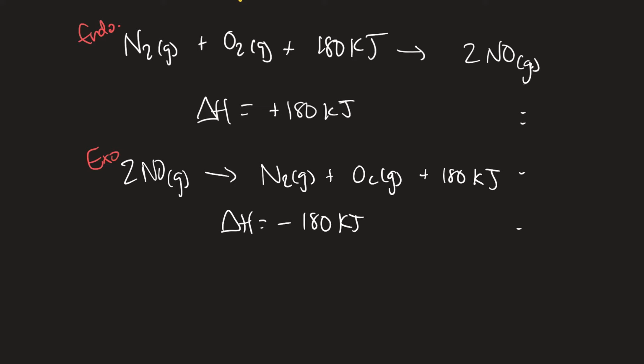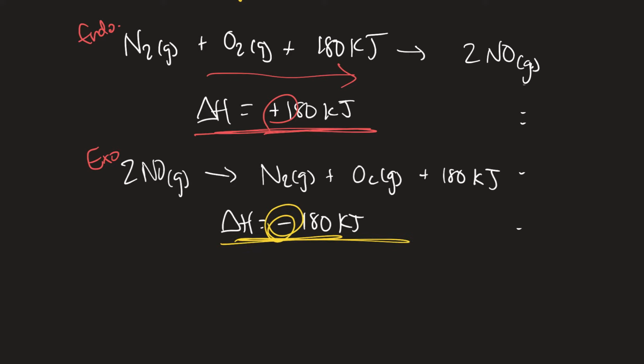So if the forward reaction has a positive delta H, and you write the reverse reaction, meaning you flip the reactants and products, then delta H will still be the same number, just the opposite sign.